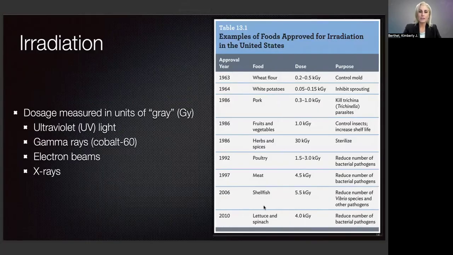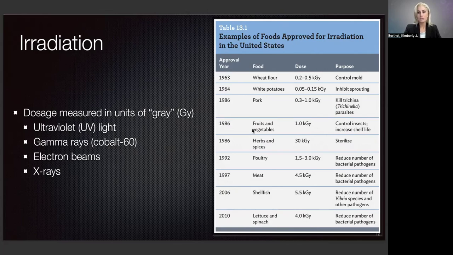Okay. Irradiation is another way to kill microorganisms. So we see that different methods have been approved in the United States from the 60s up until 2010, which is where this book goes up to. Different ways of irradiation are using UV light, gamma rays, electron rays, and X-rays. And this kills microorganisms on the food before it goes to market.